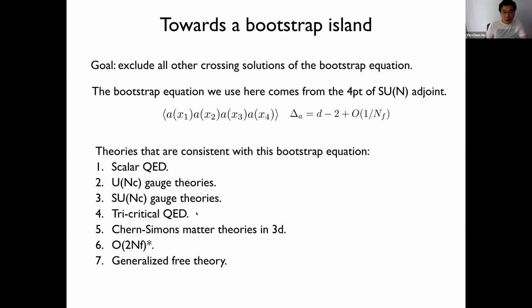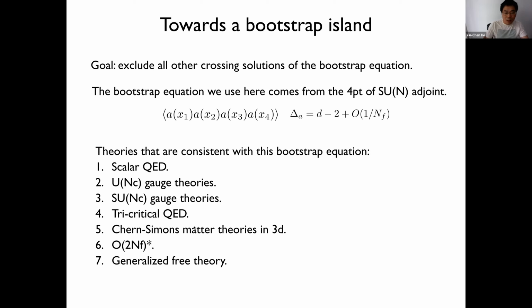Okay, and there are of course several ways, like you can bootstrap the conserved current, or impose parity symmetry to exclude the Chern-Simons theories. Those are certainly interesting directions to pursue. The first thing that we did is still stick with this correlator and ask, is it already enough for us to exclude all the theories we listed here? And it turns out to be the case.